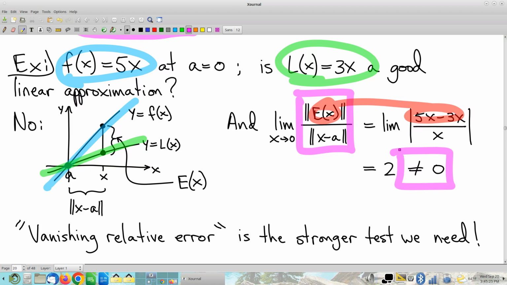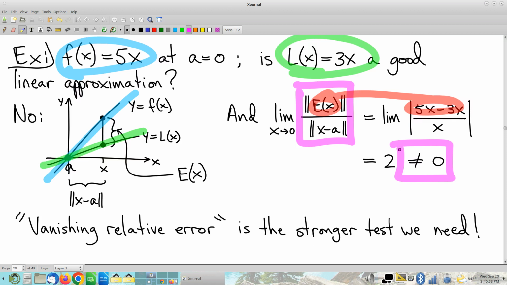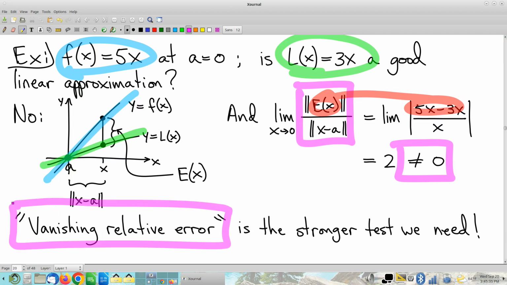Now, this is not enough justification to show why this is actually the correct condition, but I hope this at least makes it plausible why we would be interested in vanishing relative error. It eliminates bad candidates, at least in this case here. And it turns out that this is exactly what we need.